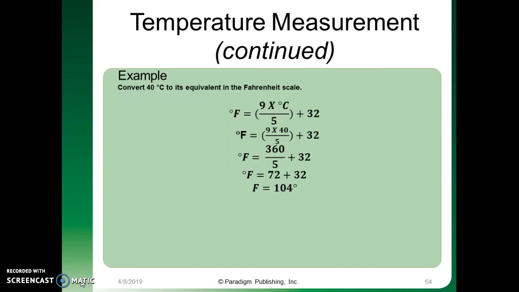So let's look at the following examples. 40 degrees Celsius is equivalent to what on the Fahrenheit scale? We want to know the Fahrenheit and we know Celsius, so we'll just substitute the known value. 9 times the Celsius divided by 5 plus 32 is our equation. So we'll plug in 40 for Celsius. 9 times 40 is 360. 360 divided by 5 is 72, plus 32 will give us 104 degrees Fahrenheit.